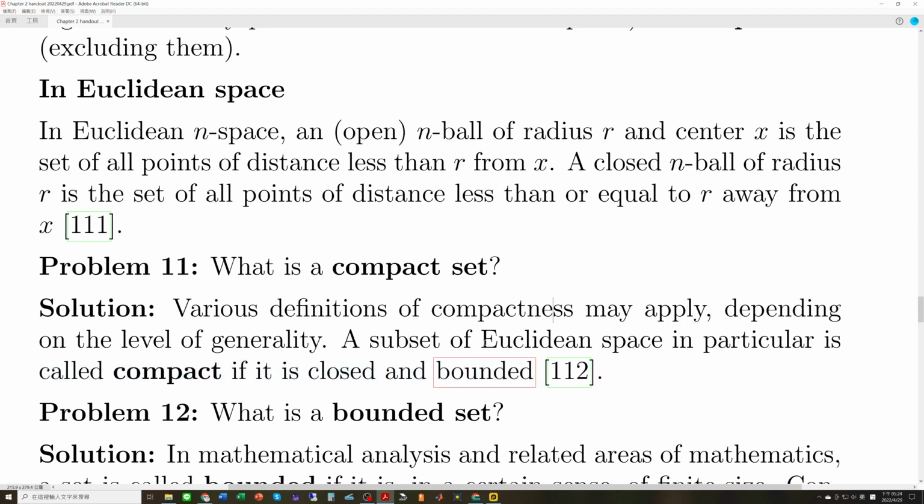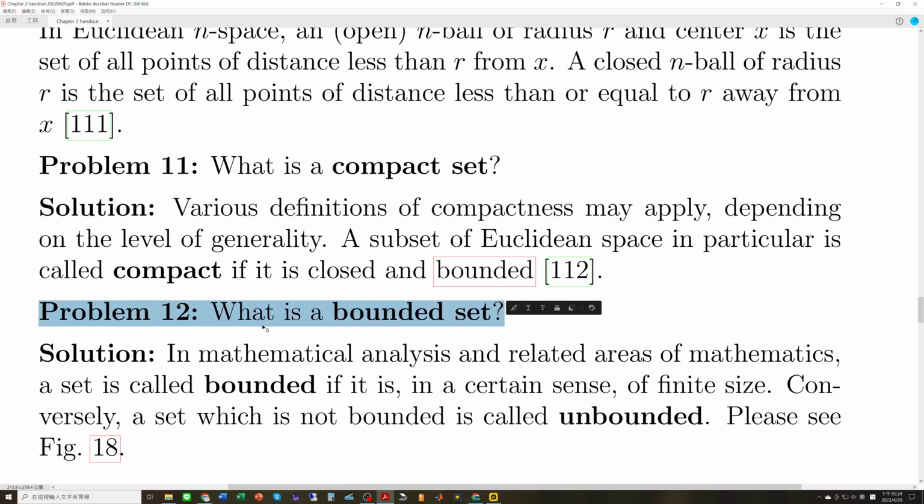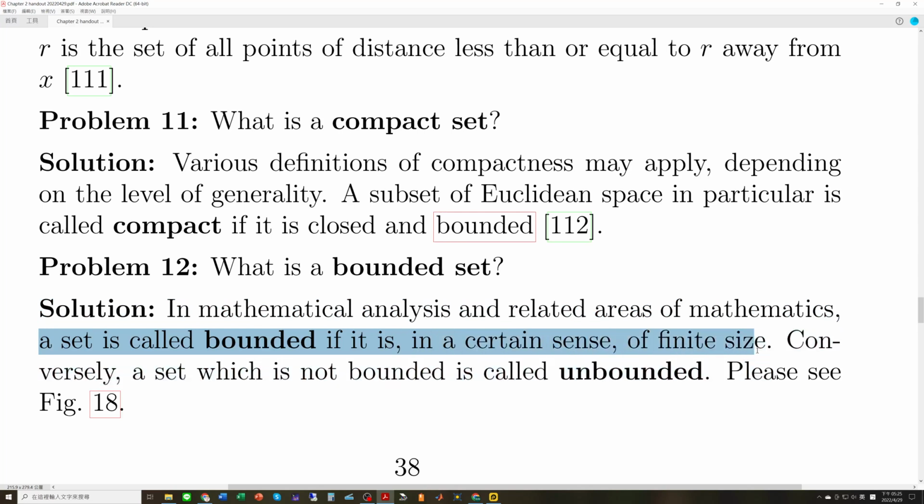Because the Euclidean space is the space in our real world. For example, in our real world, it is the Euclidean space R to the power of 3, that is, a 3-dimensional real vector space. Then what does bounded mean? Problem 12: what is a bounded set? Solution: in mathematical analysis and related areas of mathematics, a set is called bounded if it is, in a certain sense, of finite size.